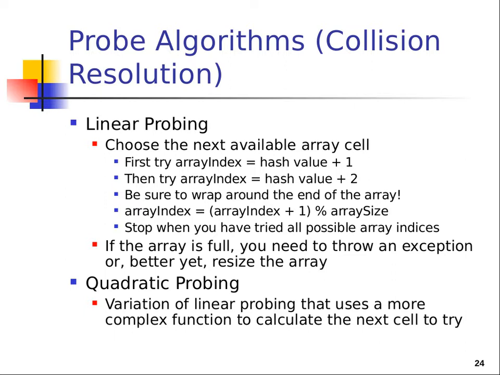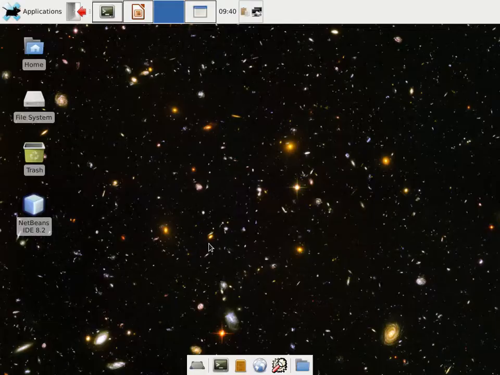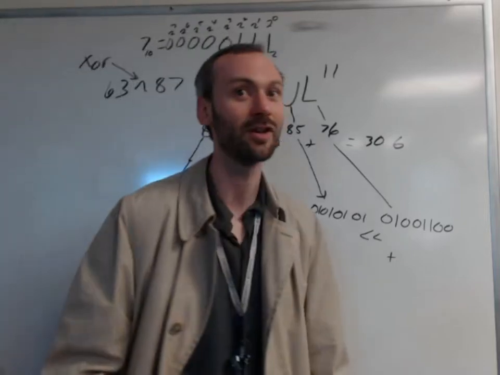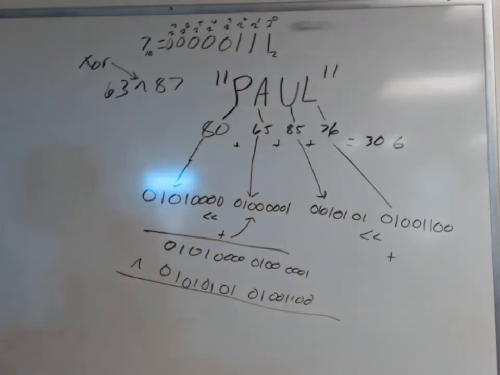So let's talk about linear probing a little more, just so it makes sense to everyone. So you find a collision in the array. So you try and find the next index: hash value plus 1, or then try the next one plus 2, and be sure to wrap around to the end of the array. If full, you need to throw an exception, or actually you need to resize the array. Don't throw an exception. Exceptions are terrible in C++. In Java, they're part of the language, but in C++, when you throw an exception, it really slows down your program a lot.